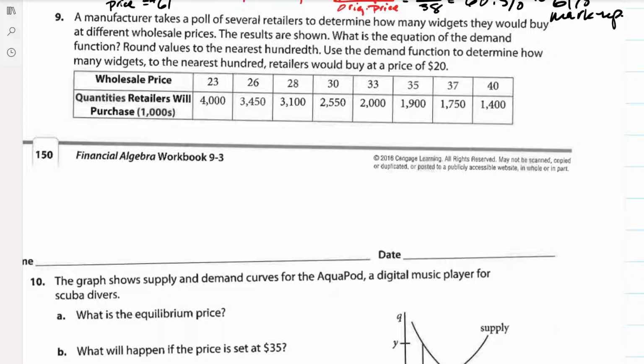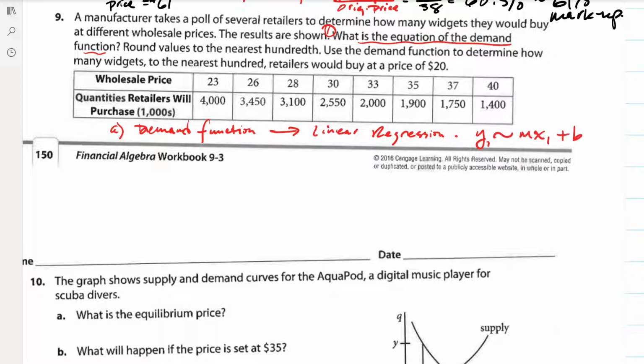So we have a couple of things here. What is the equation of the demand function? That's number 1, right there. For part A, the first part, we have to figure out your demand function. We're going to approximate it using what's called linear regression. We've done this before, so we're going to do it again. That's y1 approximately equal to mx1 plus b. We're going to enter that data into Desmos and figure this out.